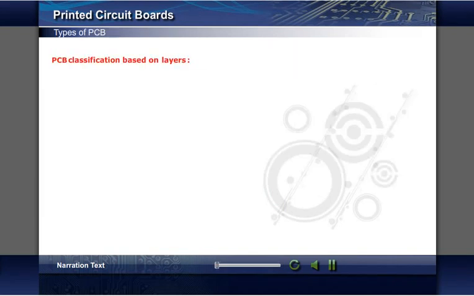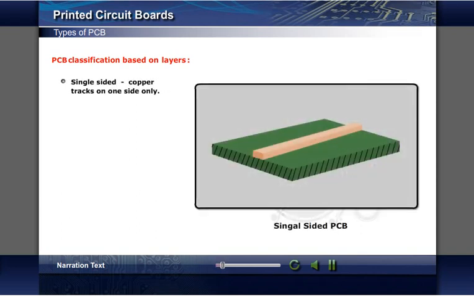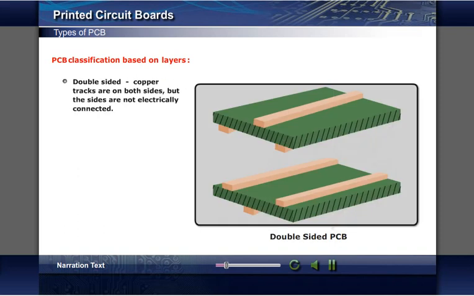PCBs can also be classified based on the number of copper track layers. Single-sided PCBs have copper tracks only on one side. In double-sided PCBs, copper tracks are on both sides. But the sides are not electrically connected.